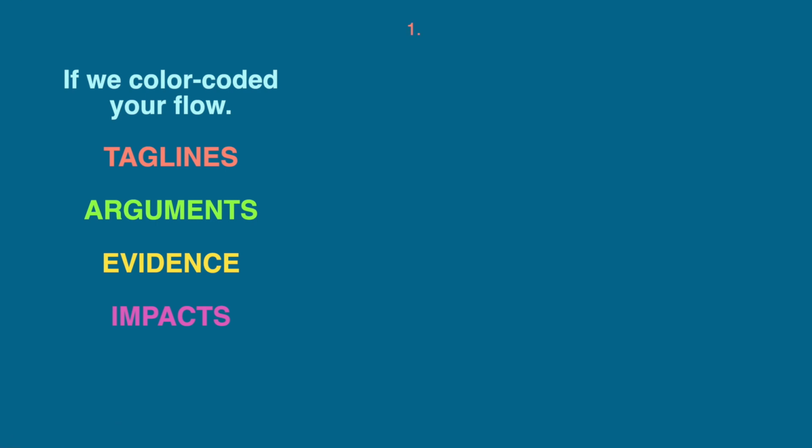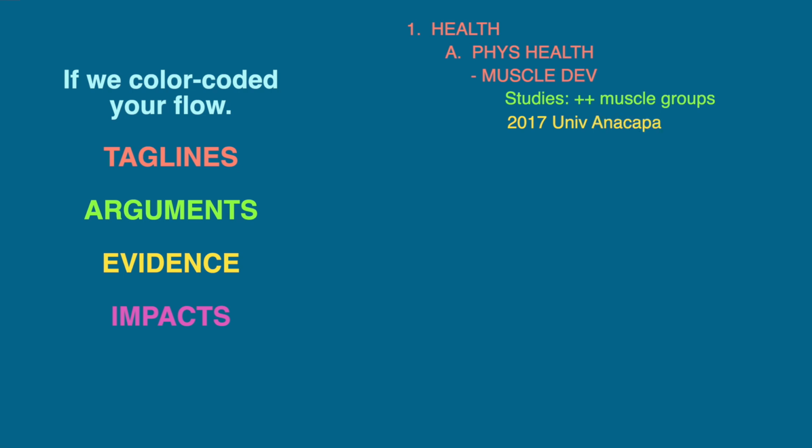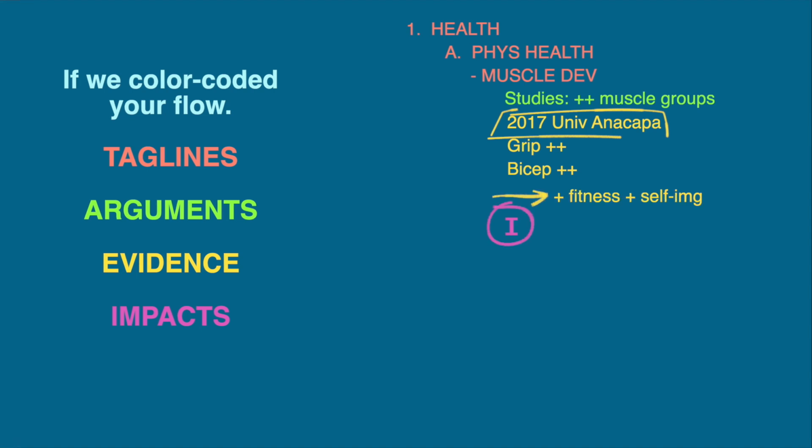My first contention is health. Subpoint A, physical health, and as a first subpoint under that, muscle development. Multiple studies have found positive impacts on different muscle groups that occur when you bowl. In a 2017 University of Anacapa study, bowling regularly was found to result in improved grip strength and stronger bicep muscles. Better muscle health is good in itself, but it also promotes fitness in other areas, as well as an improved self-image. This matters because by making bowling the national sport of the United States, we can promote these positive health outcomes to more Americans.